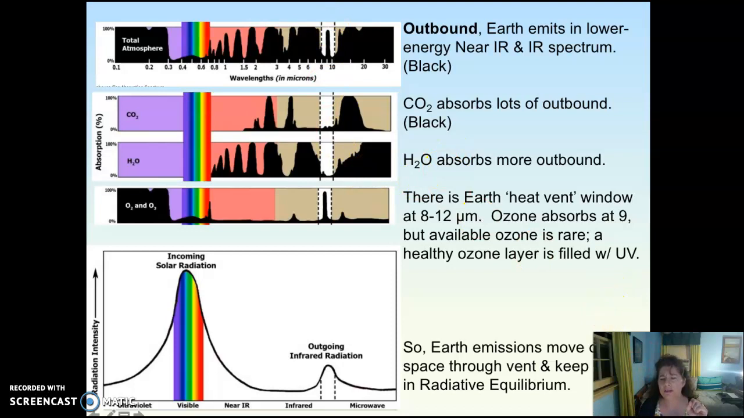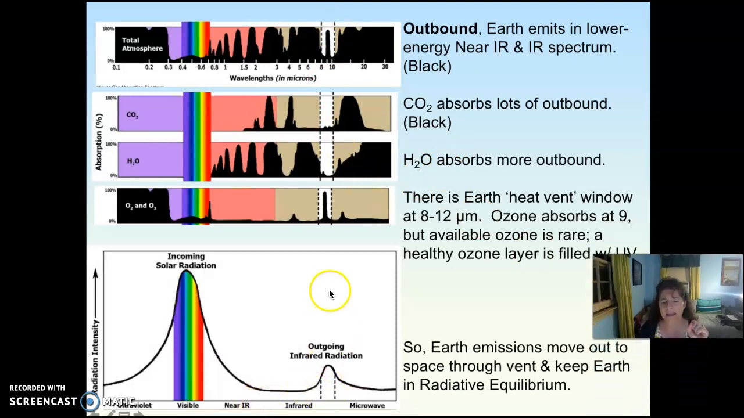So the Earth's emissions move out to space through that vent because radiation is what can move through space. Conducted energy can't move through a vacuum. Convected energy can't move through a vacuum. Only radiant energy can do that on the emissions. And that's what keeps our planet with an atmosphere with greenhouse gases in radiative equilibrium. Our atmosphere with greenhouse gases is not a black body because the atmosphere doesn't absorb everything. It absorbs selectively.